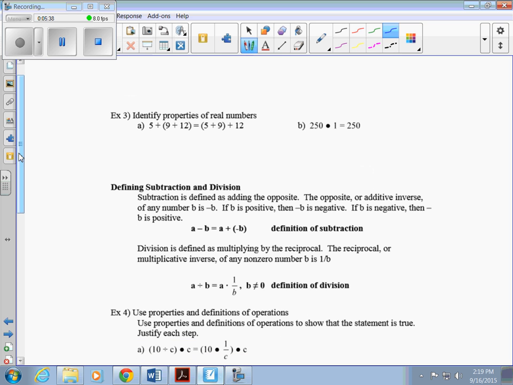So we're going to identify the properties of real numbers. If we look at example 3, question A, notice we have 5, 9, and 12, 5, 9, and 12. The order does not change, but the way that we group them does. So this is the associative property of addition.